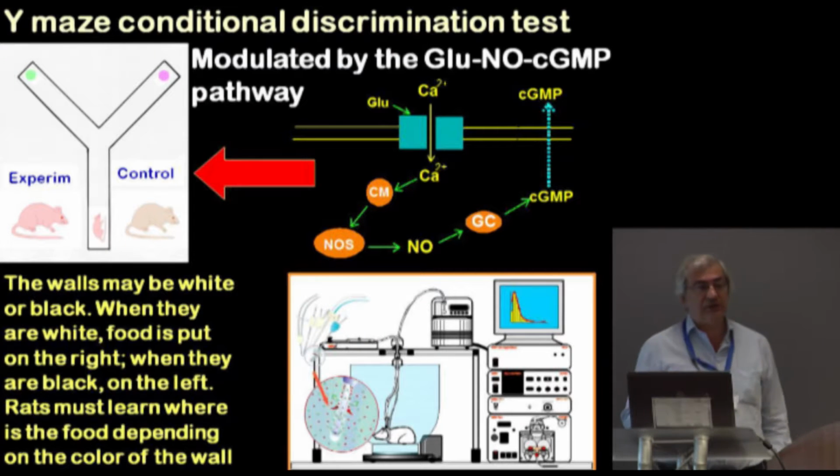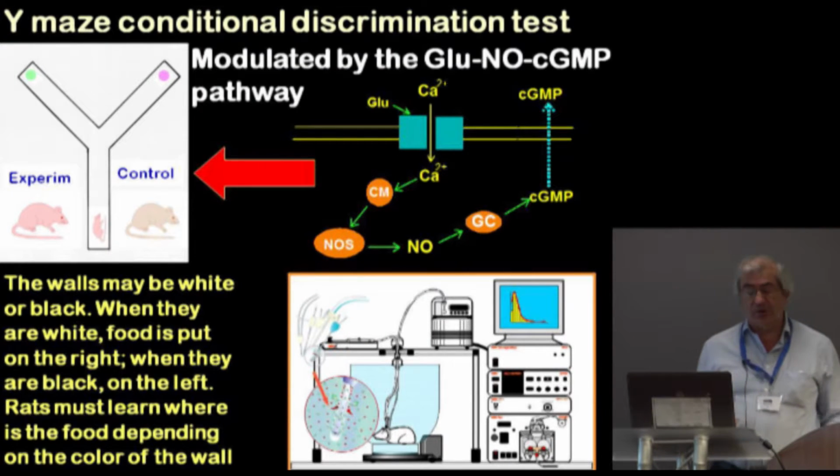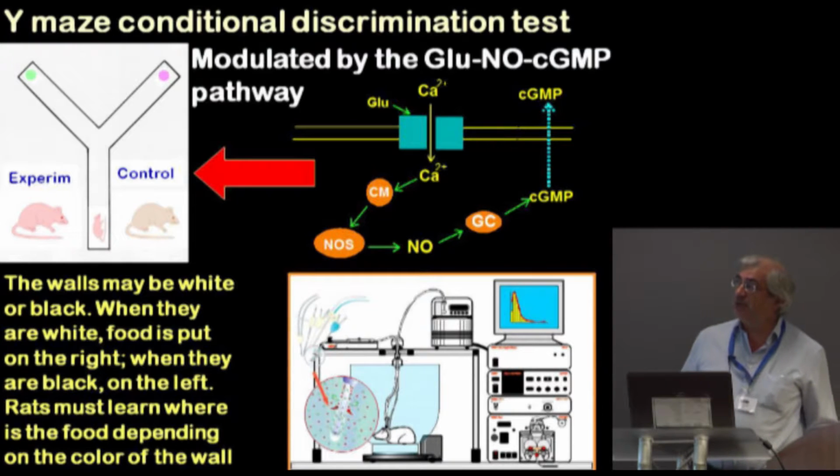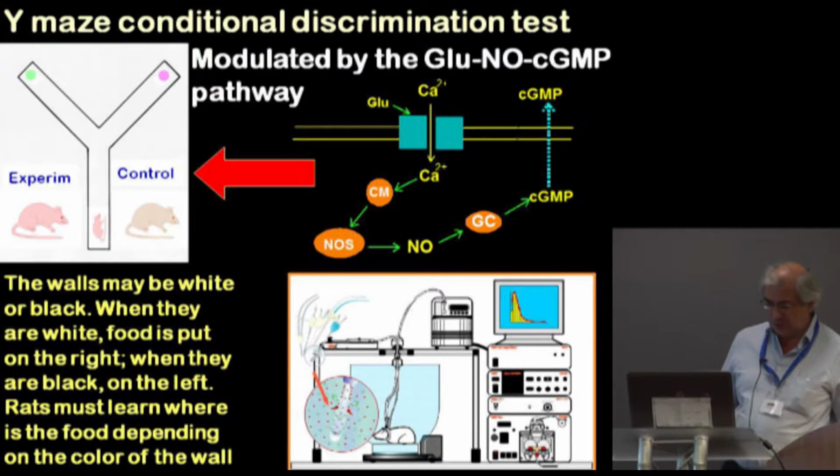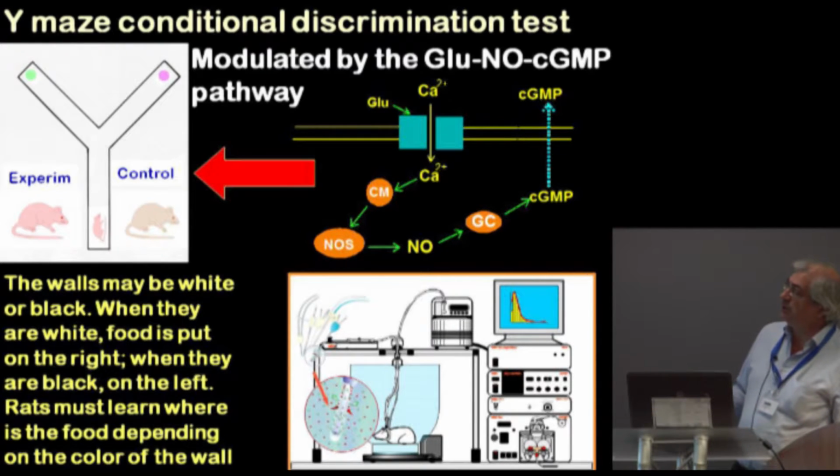We have been using these tests for many years, and we have found that the ability to learn this test is modulated by the function of the glutamate-nitric oxide-cyclic GMP pathway. Activation of NMDA receptors increases calcium in the postsynaptic neuron. Calcium binds to calmodulin and activates nitric oxide synthase, increasing nitric oxide, which activates guanylate cyclase, increasing cyclic GMP.